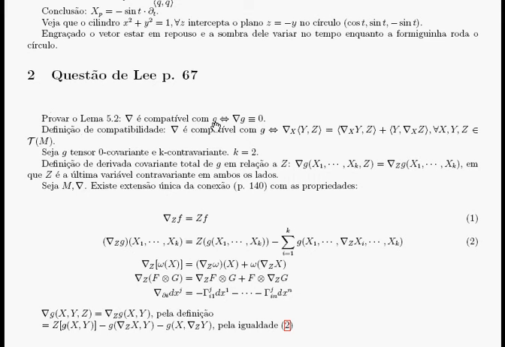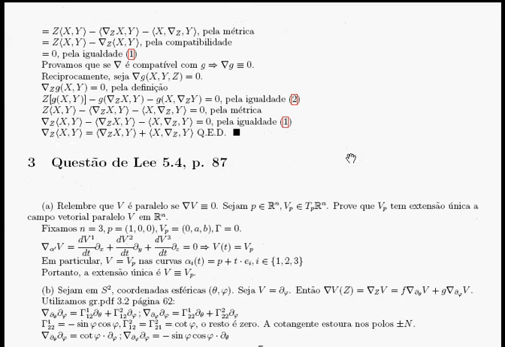Nabla is compatible with g if and only if the connection of x of inner product is the distribution of the connection over x on the left, connection over x on the right. Here is the connection of the inner product, connection on the left, connection on the right.